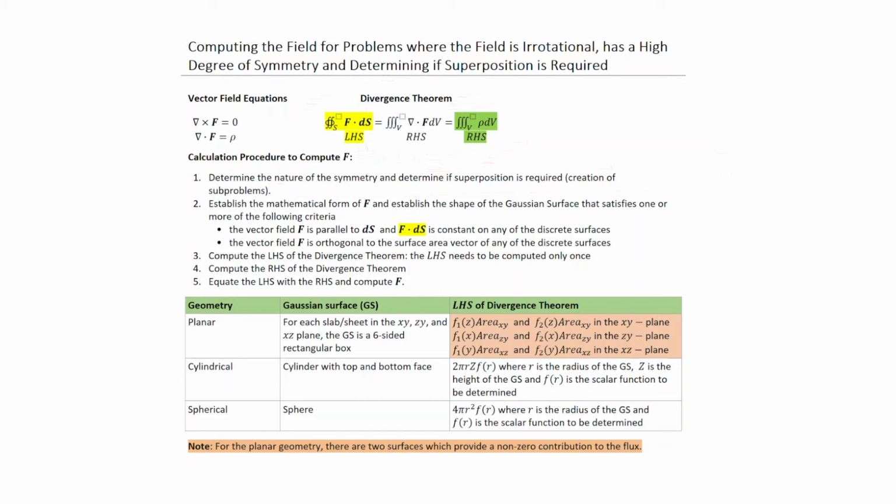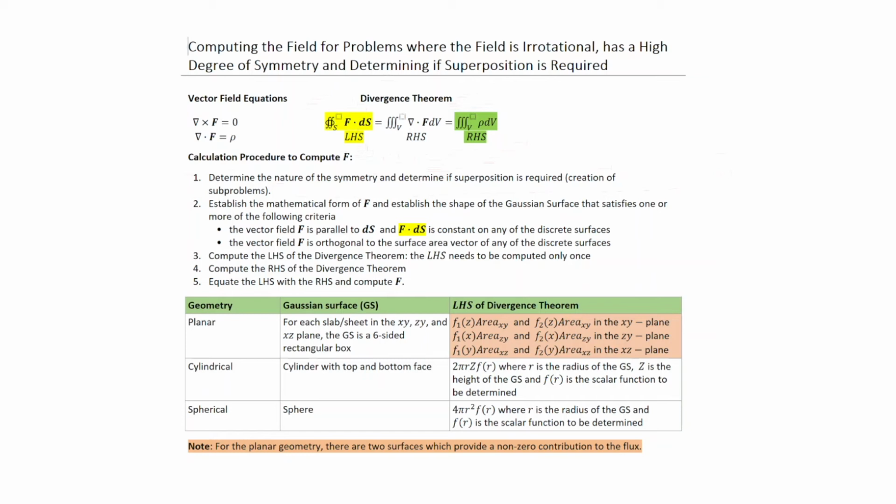Second is to establish the mathematical form of F and establish the shape of the Gaussian surface that satisfies one or more of the following criteria. The vector field F is parallel to ds, and F dot ds is constant on any of the discrete surfaces. Or the vector field is orthogonal to the surface area vector of any of the discrete surfaces. So we're looking for surfaces where one or the other of these properties is satisfied.